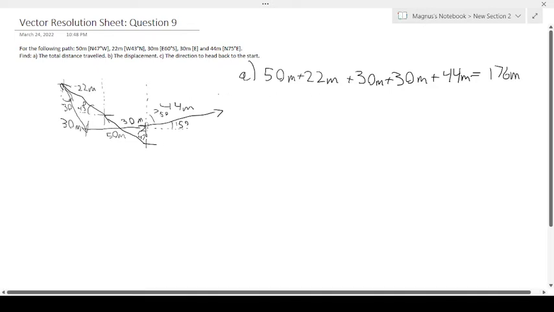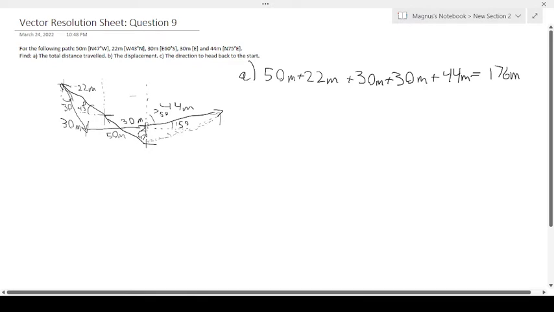Okay, now for B, we want the displacement. The displacement is going to be whatever the net movement is, after all this distance traveled, from our original point to our end point. So the resultant is going to be equal to this dotted line.